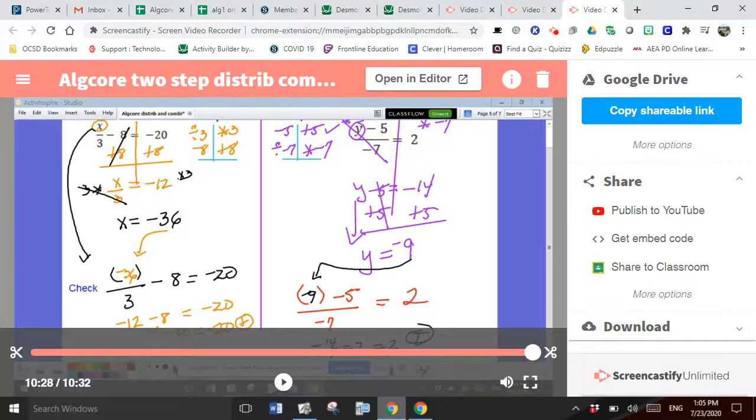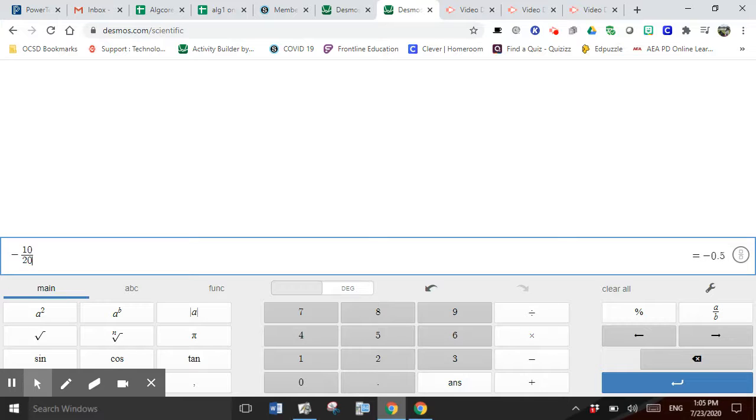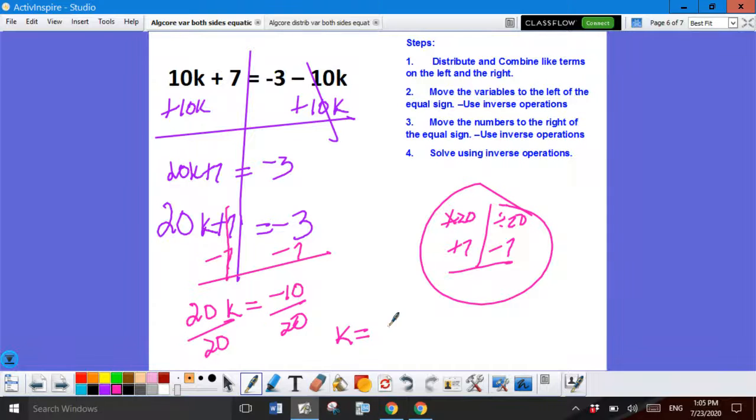Now let's see what our calculator is going to tell me. So if I have negative 10 divided by 20, as a decimal, that's negative 0.5. As a fraction, that's negative 1/2. So I could have negative 0.5 or I could have negative 1/2. Either way works.